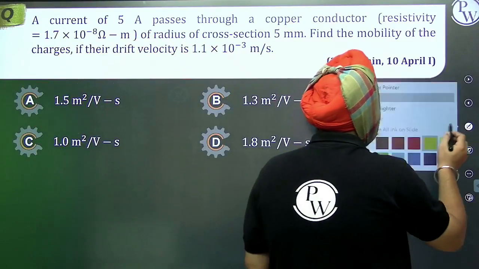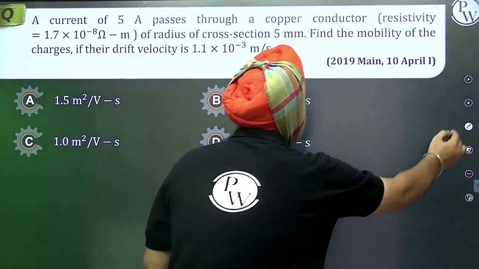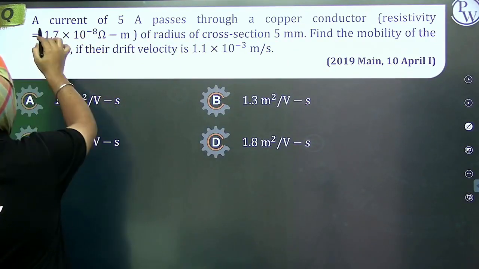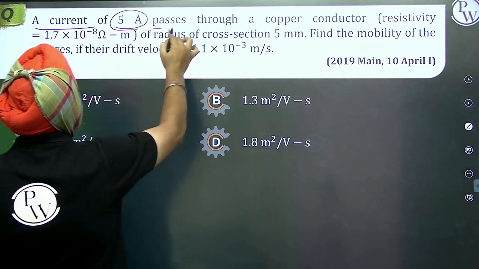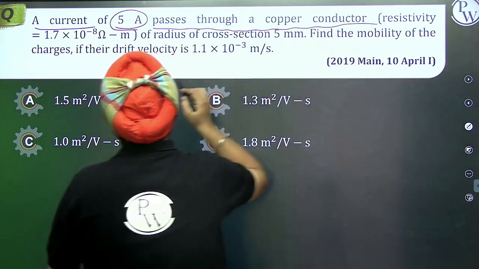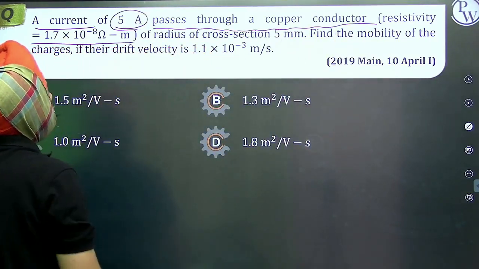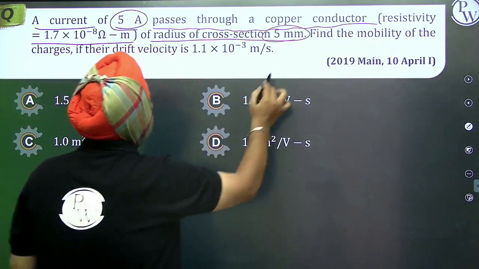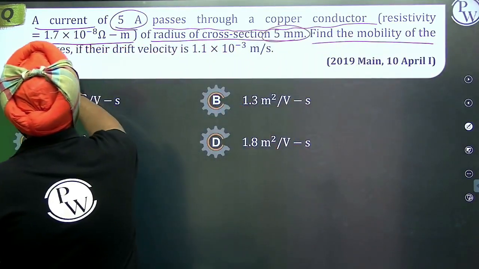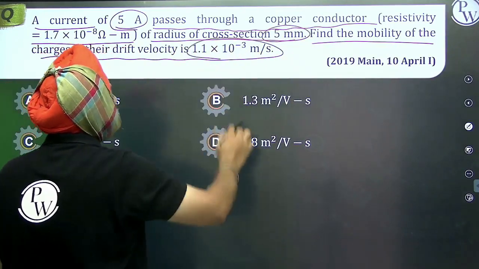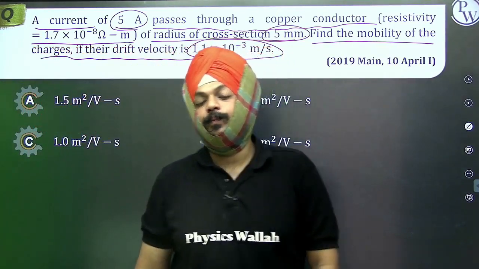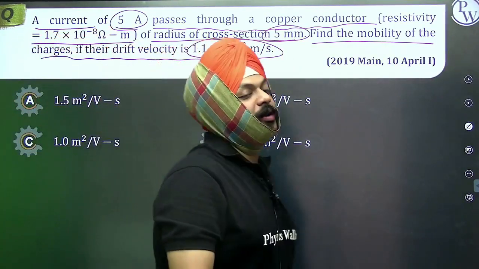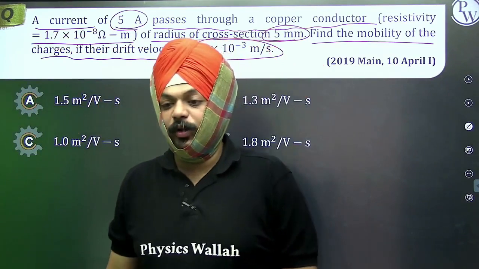Okay, now see, the mobility and the small chit-put things are coming up in front. A current of 5 ampere passes through a copper conductor having this resistivity. Its radius of cross section is this. Find the mobility of the charges if their drift velocity is this. How is mobility defined, and how can we correlate it to the drift velocity? This is going to come up in the session.